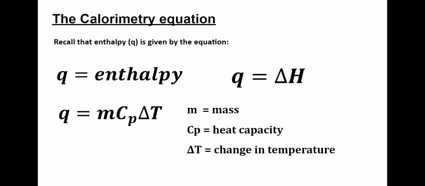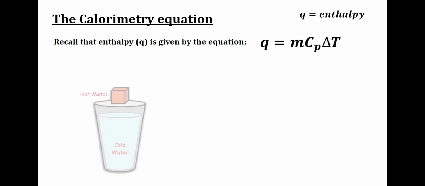Now, delta T we define as the final temperature minus the initial temperature. We can also recall from the given equation for enthalpy. Oh, that's right. Let's look at it and let's look at an example here.